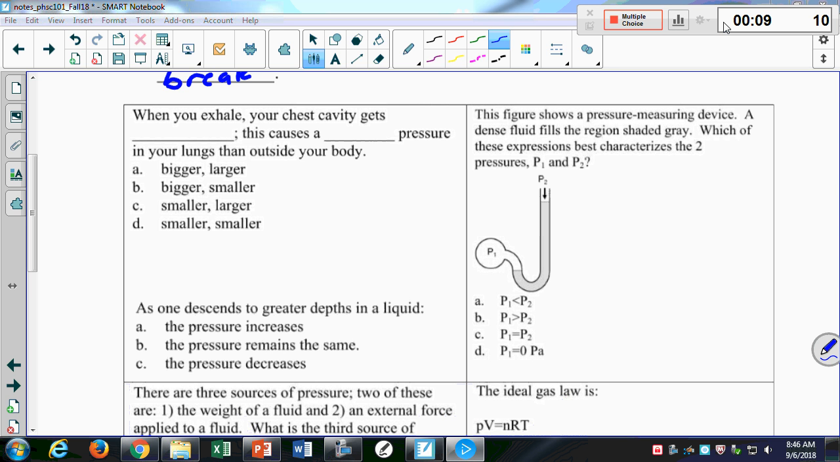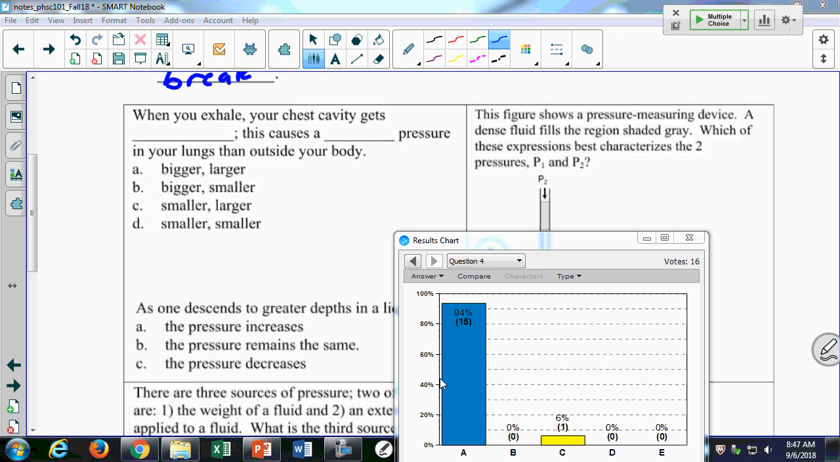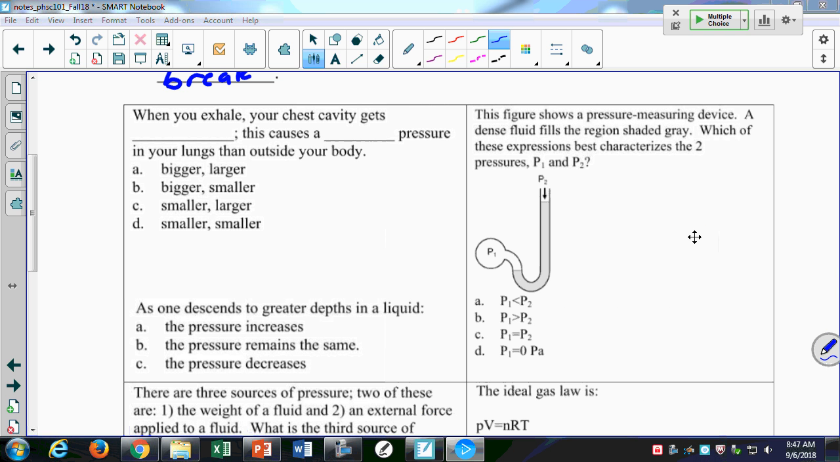All right, so a few more seconds, say 25. All right, A is right, the pressure increases. Just like in the video, right? With the bottle going down 70 feet or whatever.